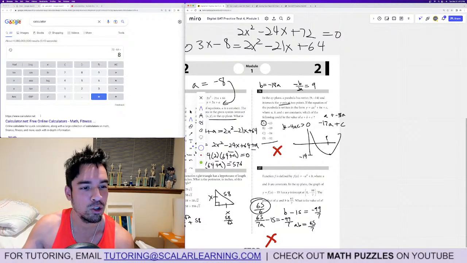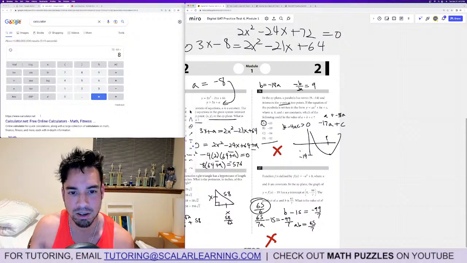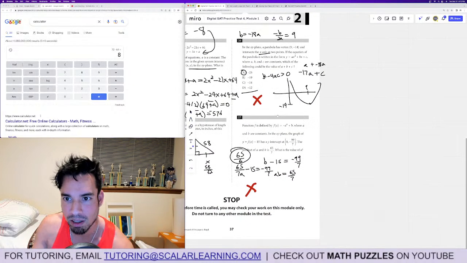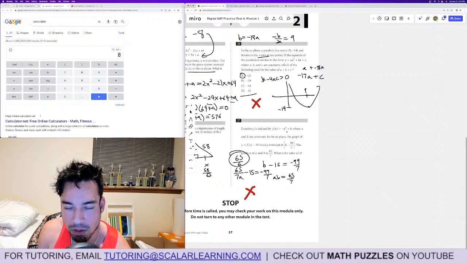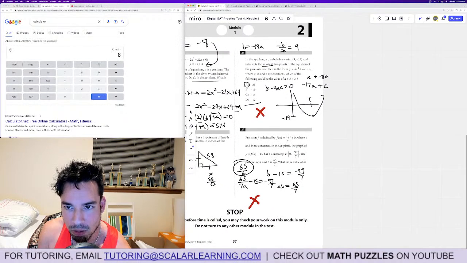Actually, hold on. Let me go to 27 because 27, I know I can get. 26, I'm still kind of a little bit perplexed. There must be something that I'm missing in the xy plane parabola's vertex of. Equation of the parabola is written in the format of.